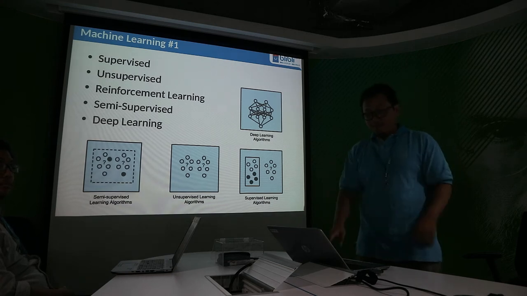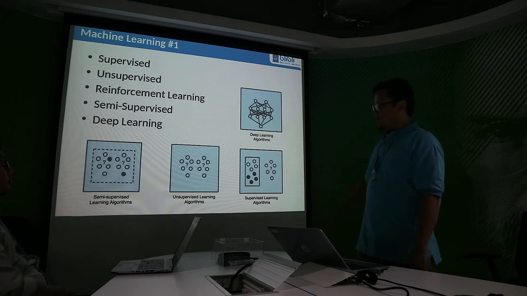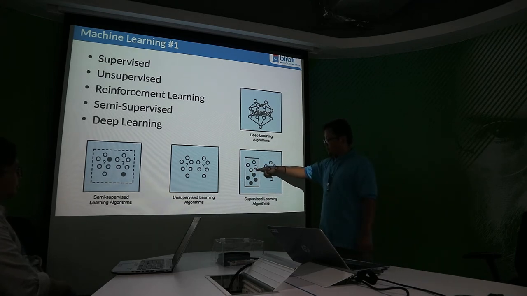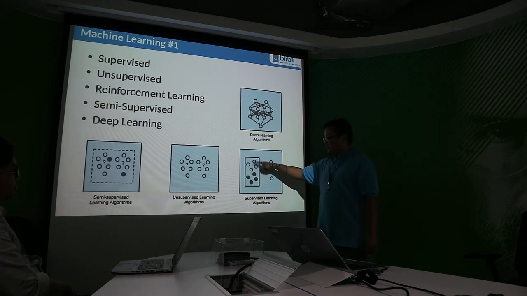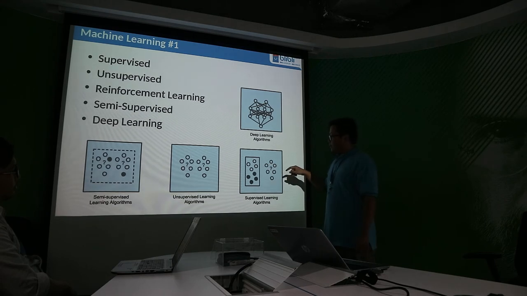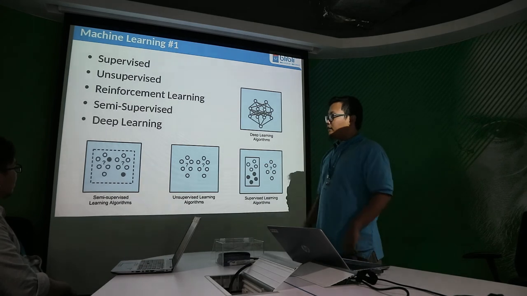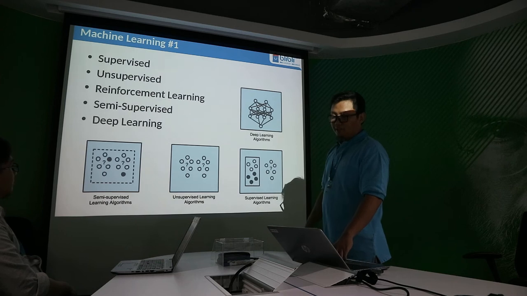It's hard to imagine the algorithm, so this is a visual of the algorithm. Supervised, we have the yes data and no data, play tennis and no play tennis, and then we try to classify the unknown data condition. Unsupervised, we don't have any information about the label. And semi-supervised, we have some labeled data and unlabeled data. Deep learning though.